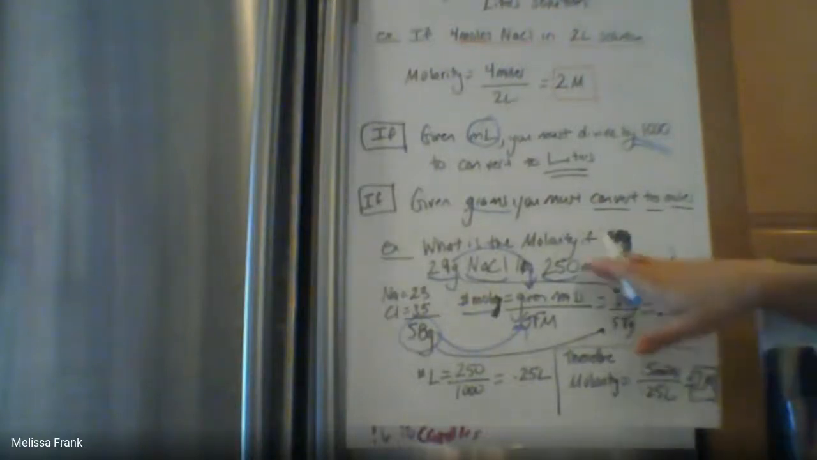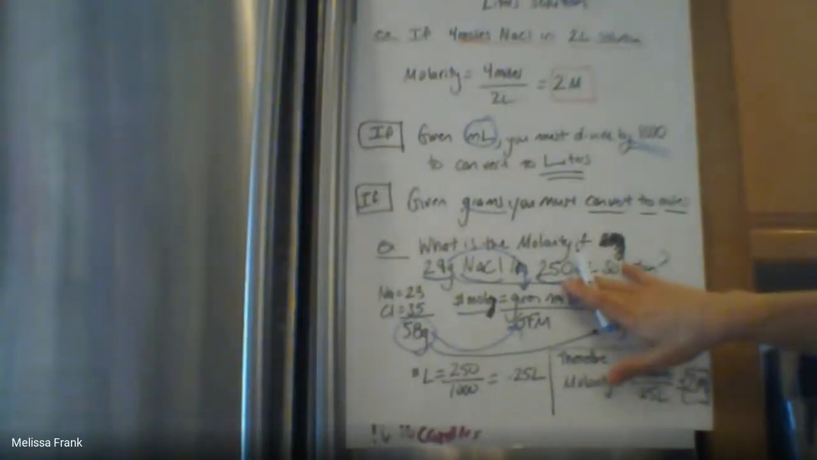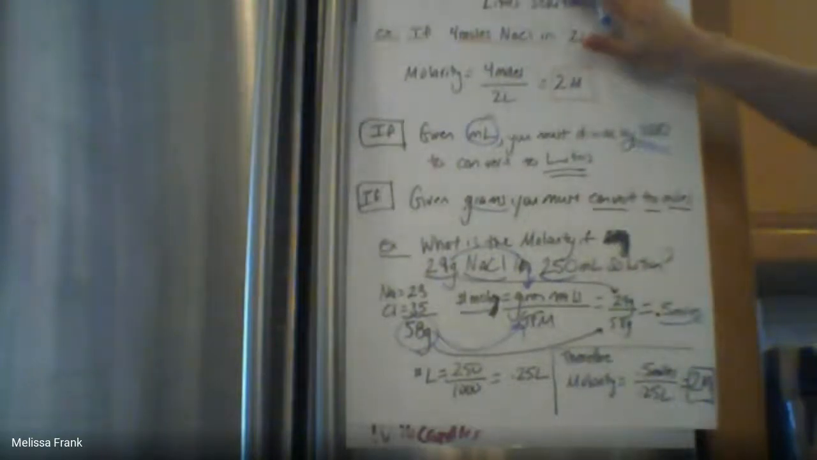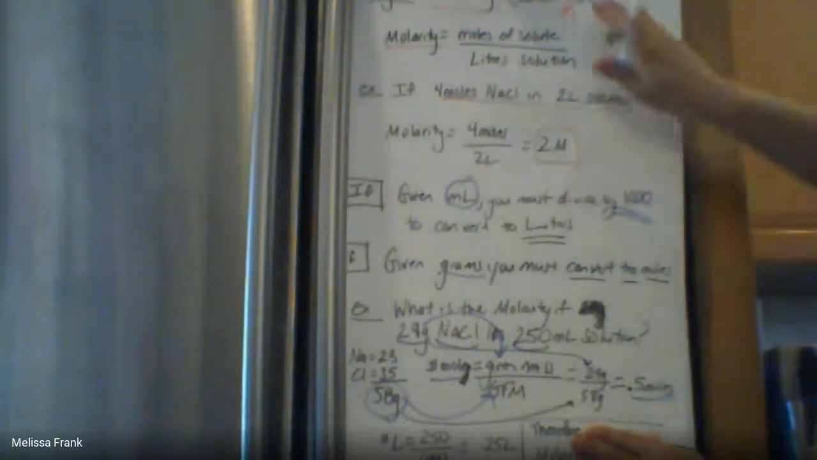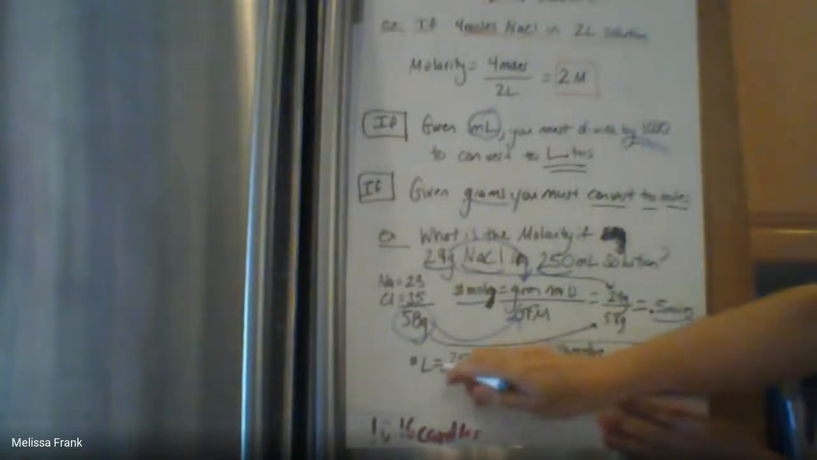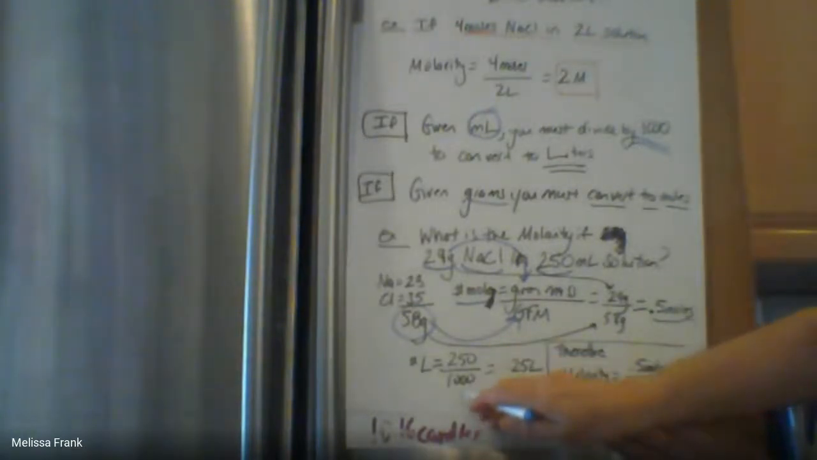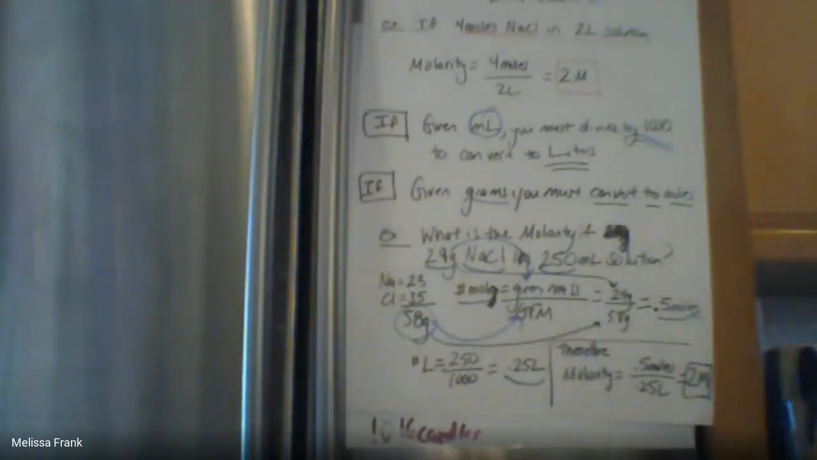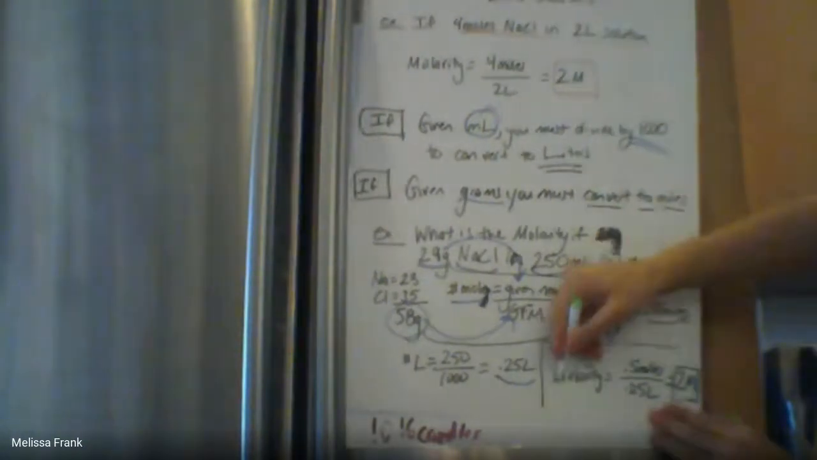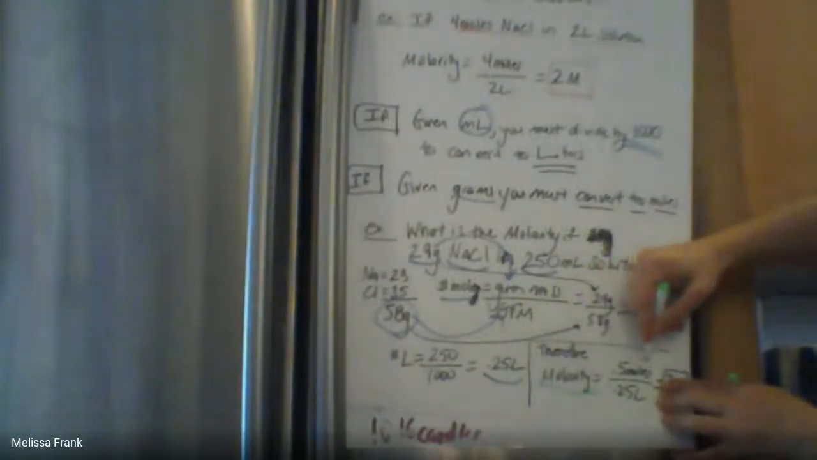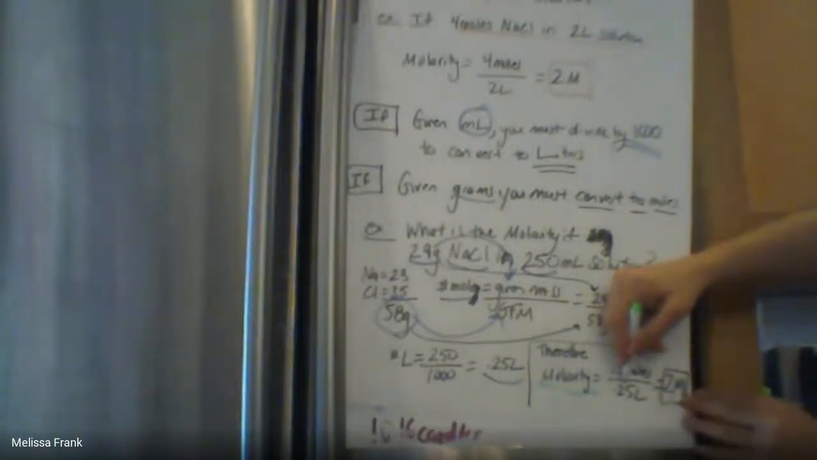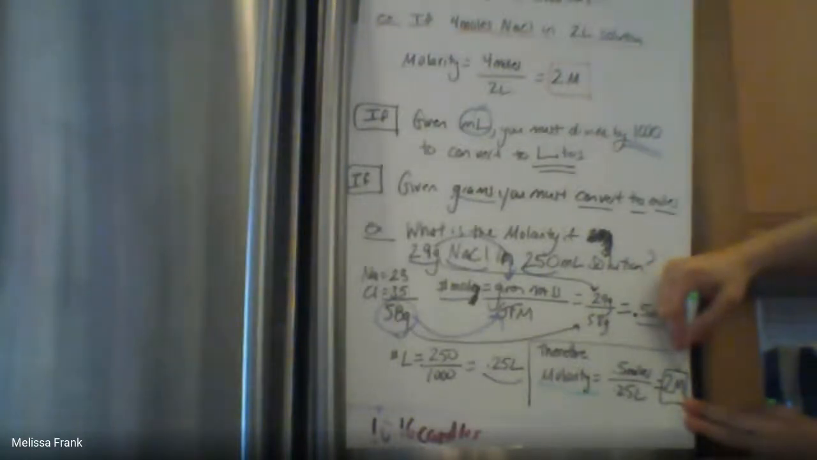Now, we're given 250 milliliters, but the formula says it's moles of solute in liters of solution. So you would have to divide by 1,000 in order to create liters. So 250 milliliters divided by 1,000 will give you 0.25 liters. And then to solve, therefore, the molarity is 0.5 moles in 0.25 liters of solution, or a 2-molar solution.